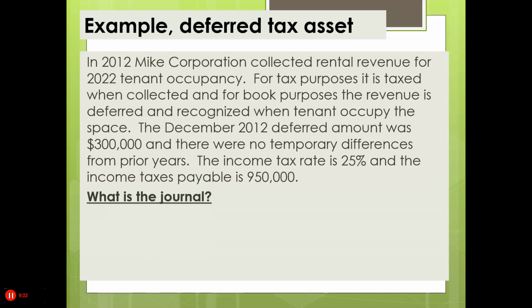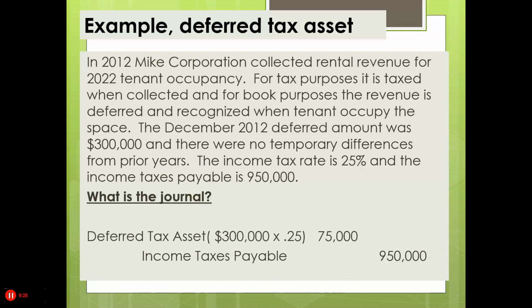What is the journal entry? Well, income taxes payable is $950,000. Deferred tax liability is our $300,000 times 25%. And then income tax expense is $875,000.